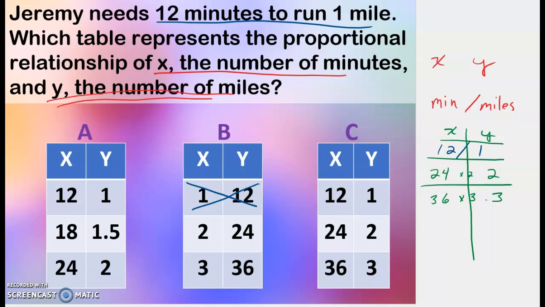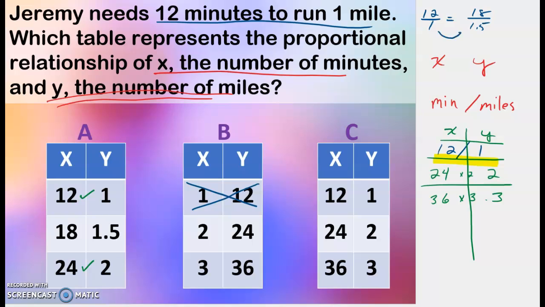So if we come over here on A, we got 12 to 1, 24 to 2, but we do not have 18 to 1.5. But please note that is not on our table because it would be right through here. So for us to find it, we're going to come over here and see is 12 to 1 equal to 18 to 1.5.